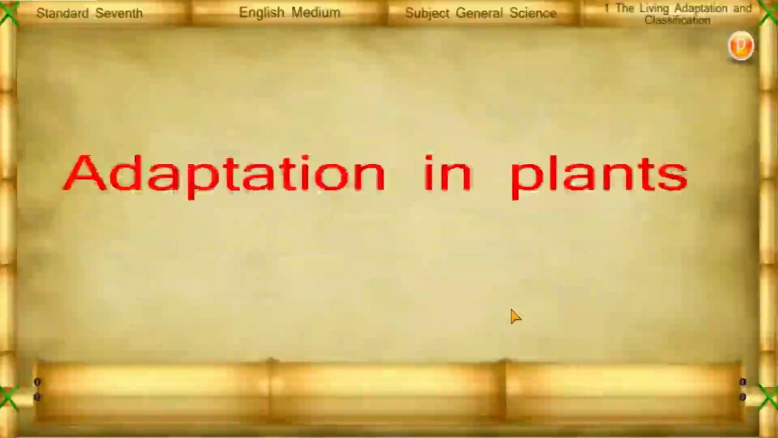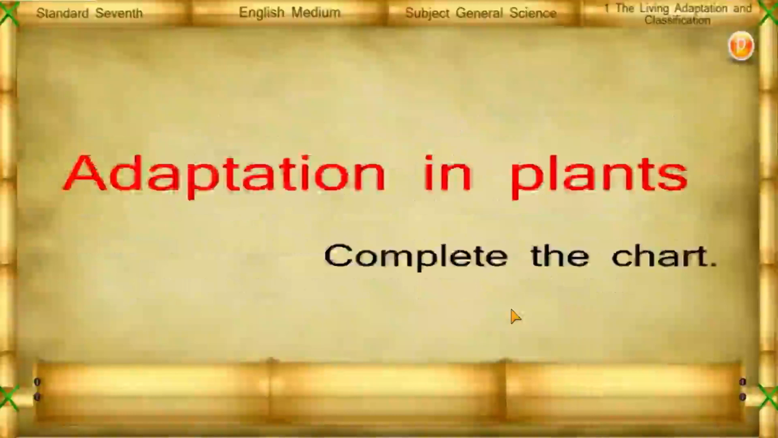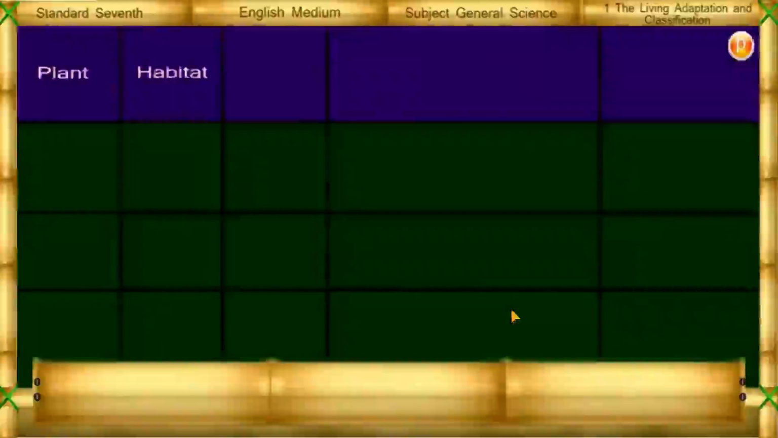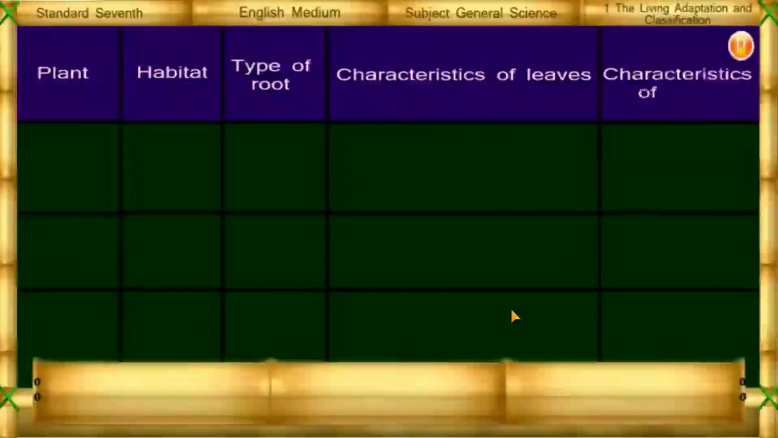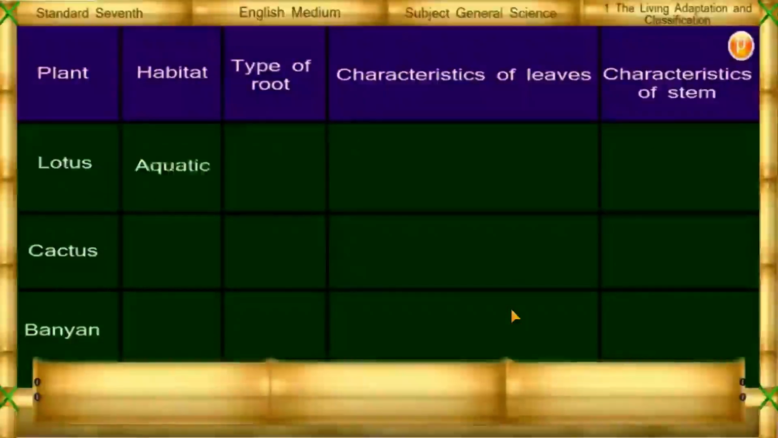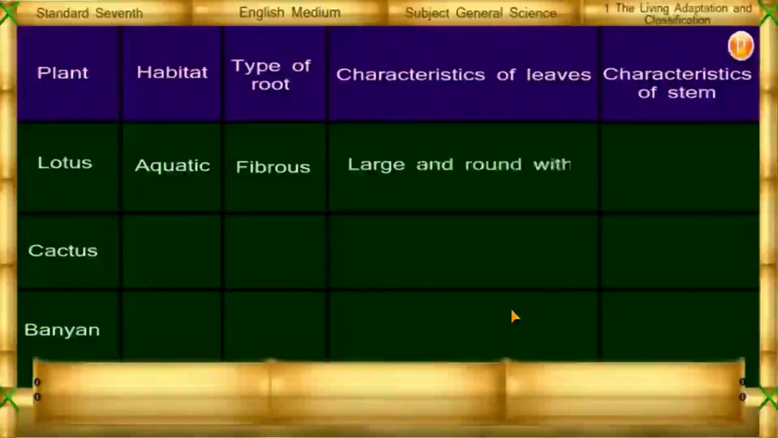Adaptation in plants. Complete the chart. You can see the top row describes the category: plant, habitat, type of roots of those plants, characteristics of leaves, characteristics of stem. In plants, lotus, cactus and banyan are seen. Against lotus, the habitat is aquatic. The type of root of lotus is fibrous. Its leaves are large and round with a waxy layer. Its stem is hollow and flexible.